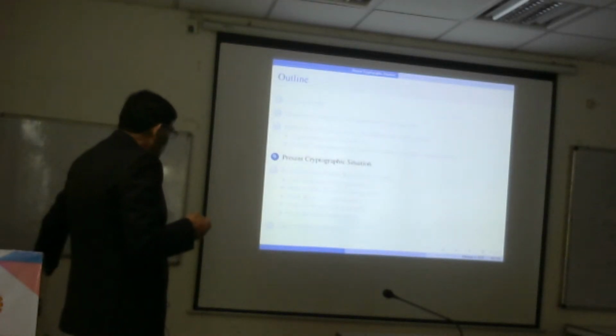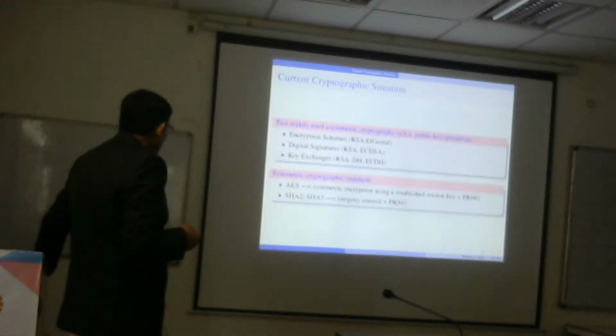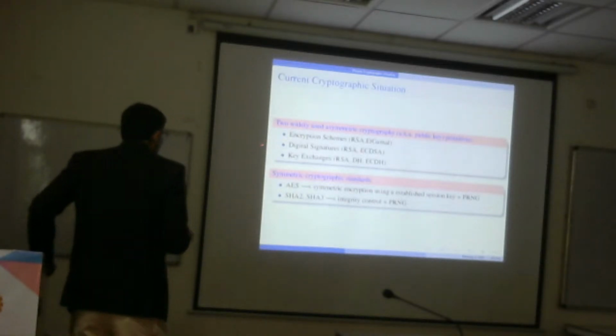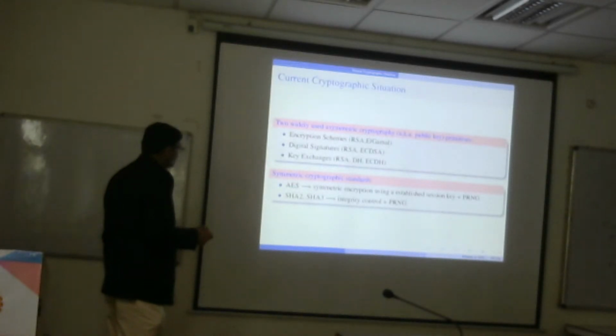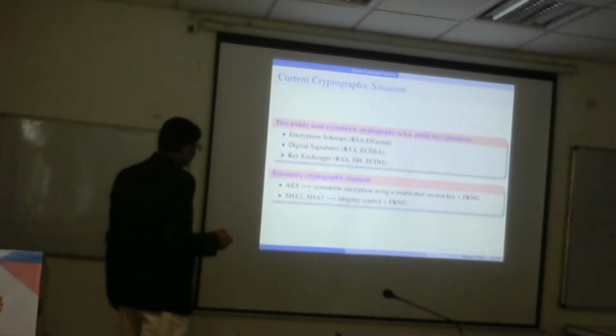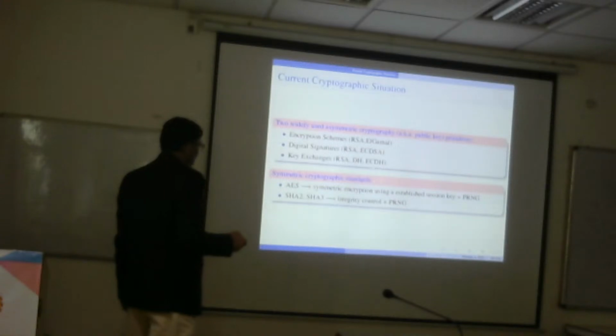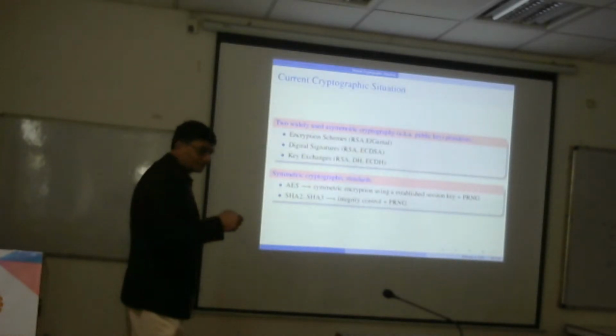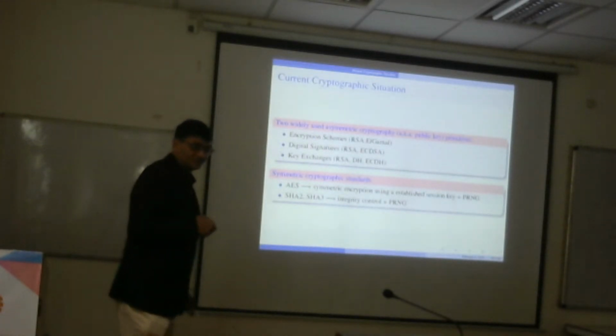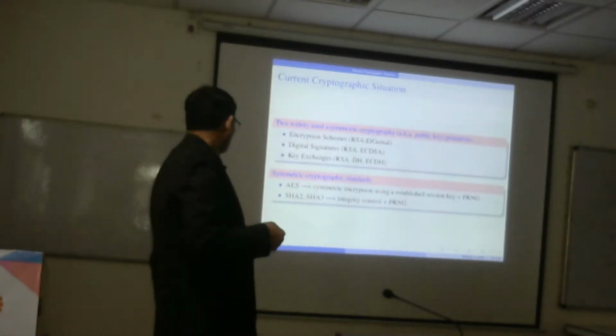So now I am coming to the present situation. What is the present situation? Widely known encryption schemes: RSA, ElGamal. Digital signatures: RSA, ECDSA. Key exchange protocols: RSA is not a key exchange protocol, by mistake it is written here. Diffie-Hellman key exchange protocol, EC Diffie-Hellman key exchange protocol. Widely known algorithms: AES you know, SHA-2, SHA-3 you know. So these are the widely known systems we are currently using.